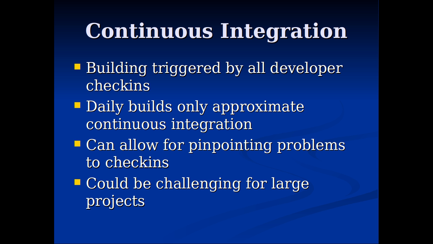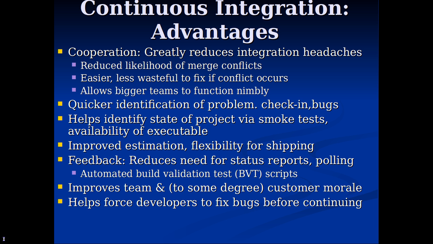Okay, so continuous integration is a large issue, and it can help with quicker identification of problems, identifying the state of the project via smoke test, and can help facilitate coordination between people, right? There's less to throw away if there are problems, and it reduces the likelihood of merge conflicts. You have a better sense of where you're at and how quickly you're proceeding. It reduces the need for status reports.